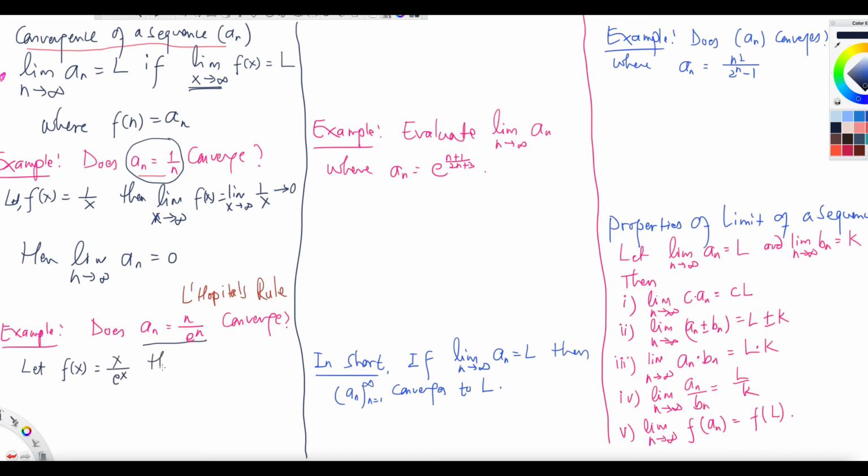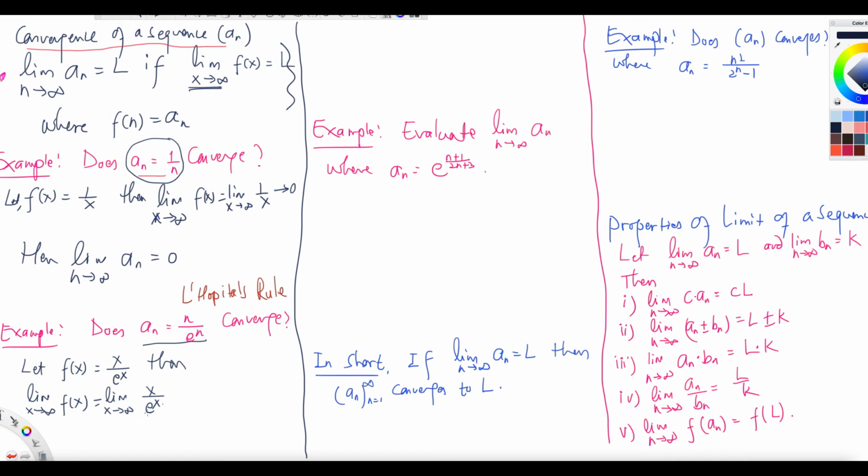Then let's find the limit. The limit as x tends to infinity of f(x) equals the limit as x tends to infinity of x over e to the x. If this limit converges to a number, then the sequence limit converges to the same number. That's what this theorem says, and that's what we're trying to find out.